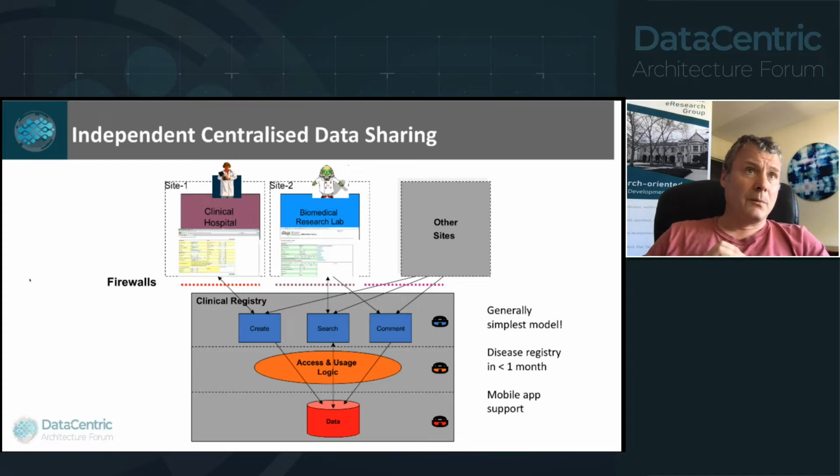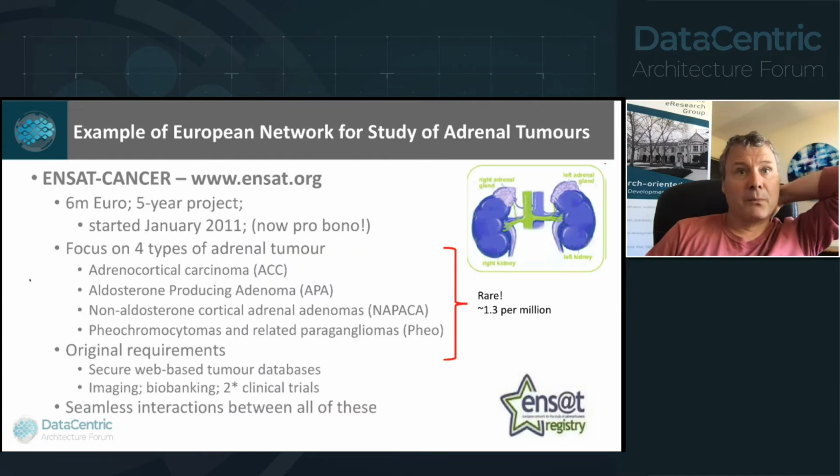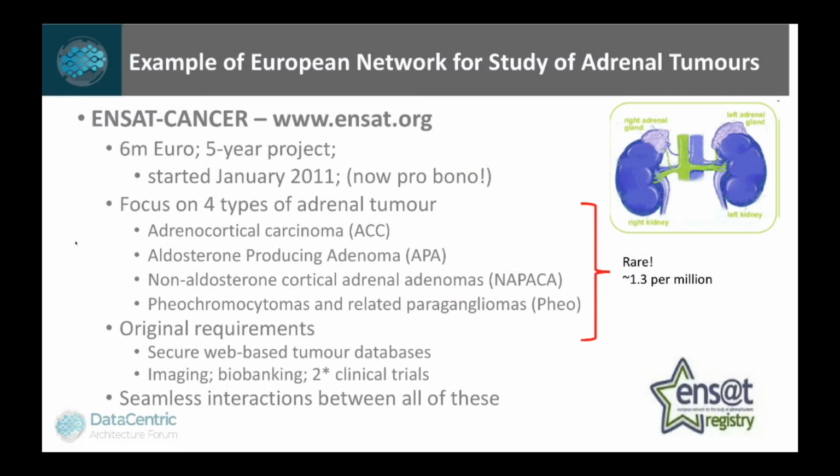One example, and one of the more successful examples of this model, on the next slide, is related to one of the European projects I'm involved in, which is called ENS@T Cancer. This project actually finished 6 years ago now, or 5 years ago. And it's a classic example of this data sharing model. So it's to do with certain types of cancer of your adrenal glands.